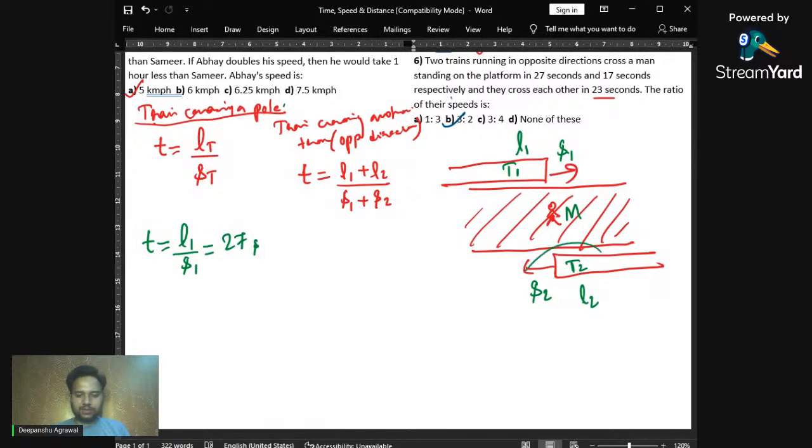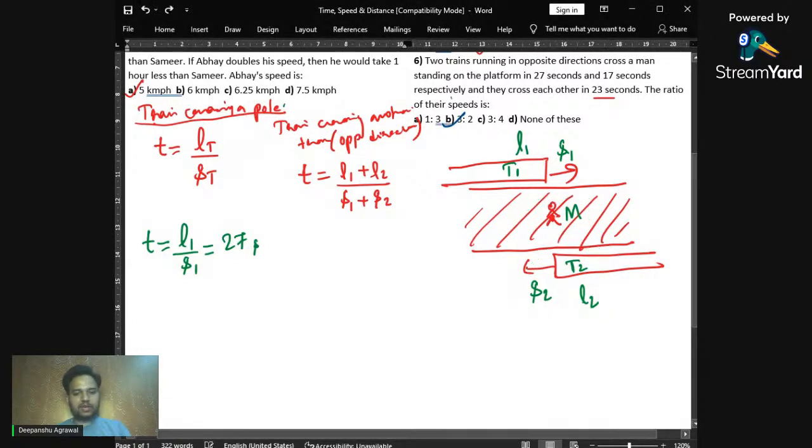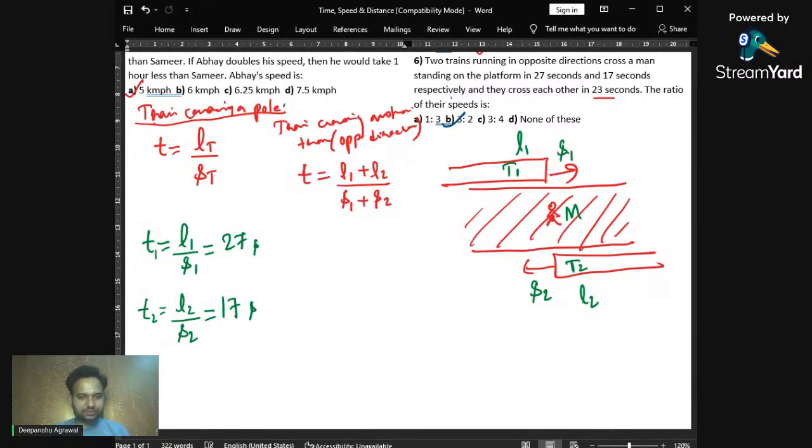Now, put this formula again in the case of train 2 and the man. Let us consider this as T1 and this as T2. So this would be length of the second train divided by speed of the second train, which is given as 17 seconds.